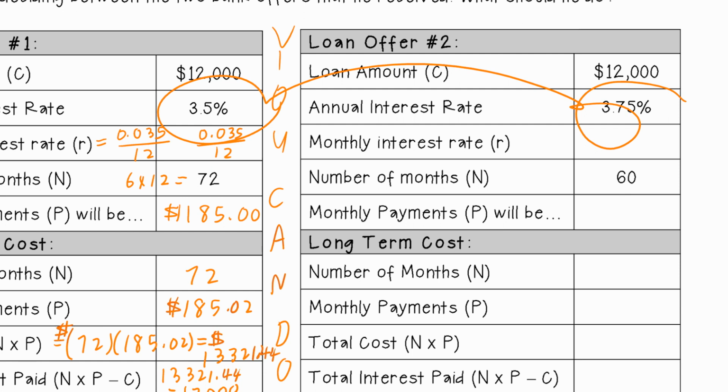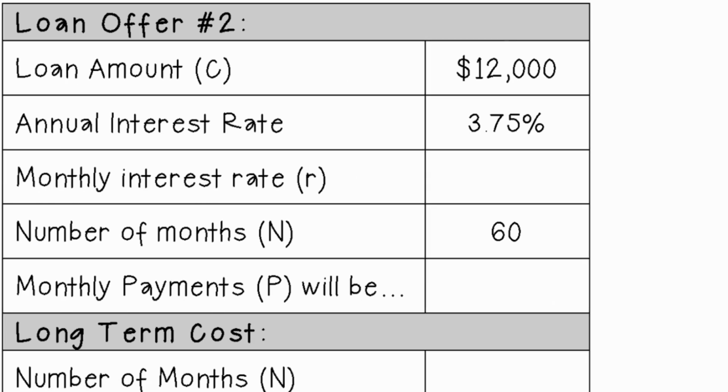Use judgment. The fact that it's going to be 3.75%, the gut feeling tells me it's probably going to be more in terms of monthly payment. Then think about the fact that it's 60 months versus 72 months. Use critical thinking, and we'll come back to this at the end.